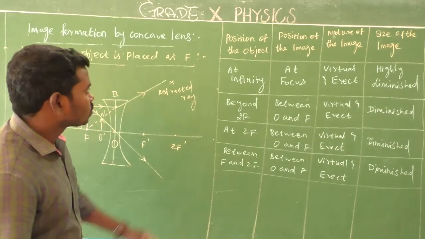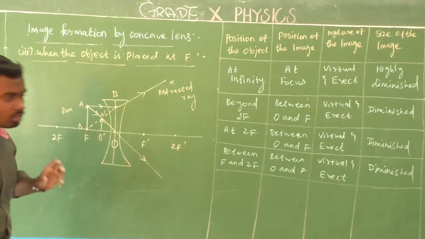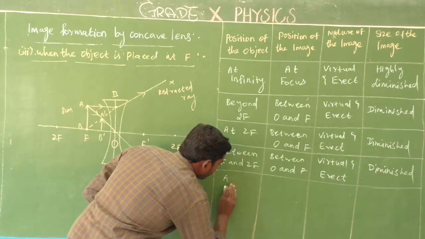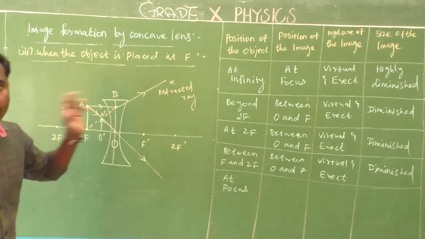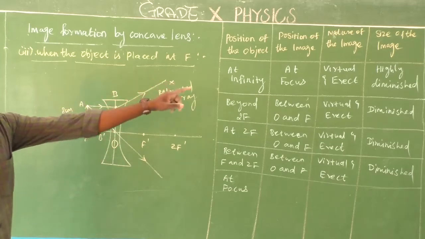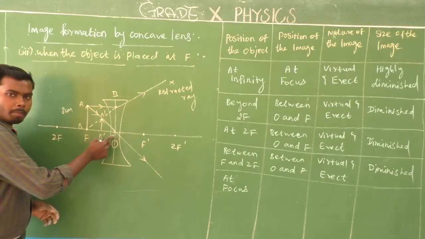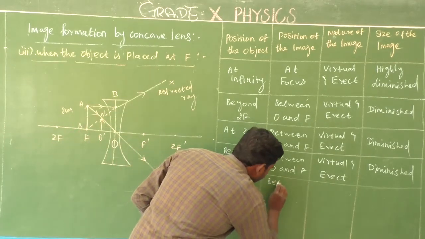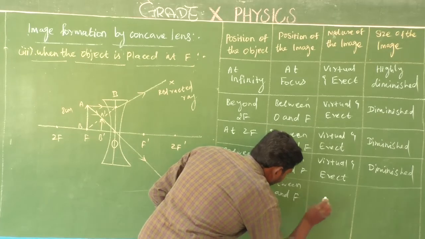Now fill the table column. What is the position of the object? Position of the object at focus. Position of the image at focus of the concave lens. Next, what is the position of the image? Image is found between O and F, between optical center and the focus. Am I right? Yes. Between O and F. Is it clear?